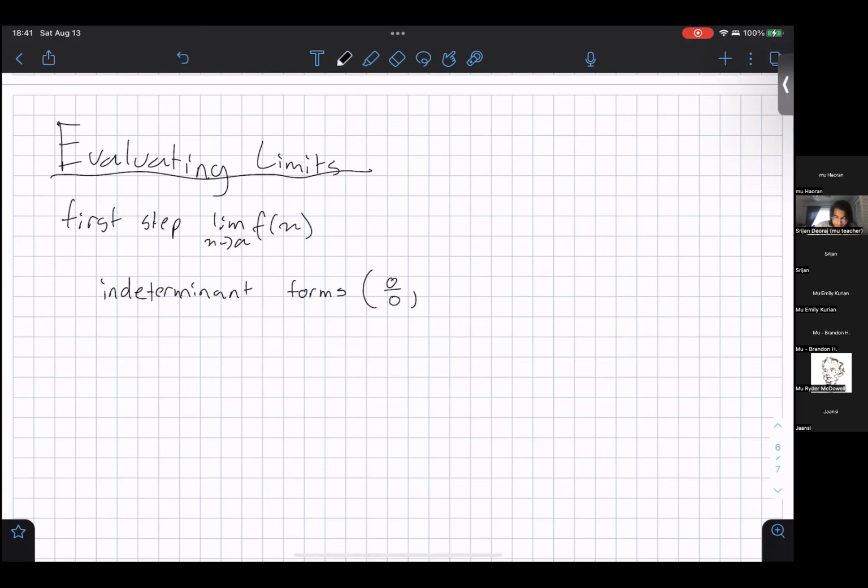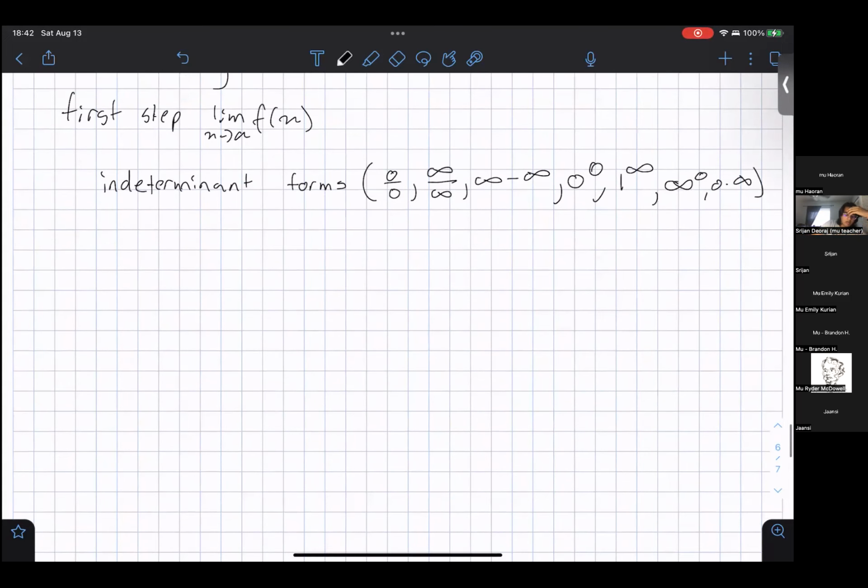It's 0 over 0, infinity over infinity, infinity minus infinity, 0 to the 0, 1 to the infinity, infinity to the 0, and 0 times infinity. So basically, if you plug in x equals a into f of x, and you get one of these indeterminate forms, then it means that you have to do some more manipulation if you want to be able to solve this limit. And so one of the first things we're going to look at is using rational expressions.